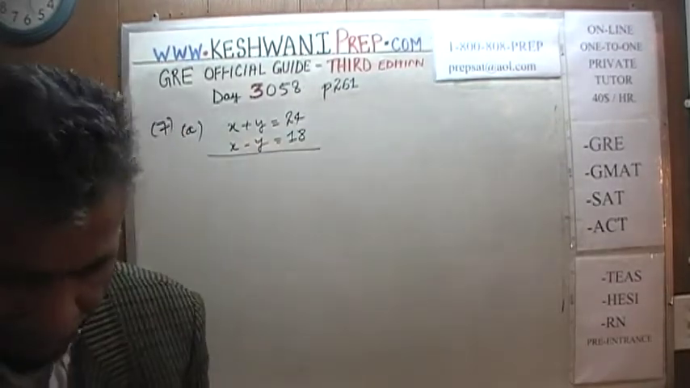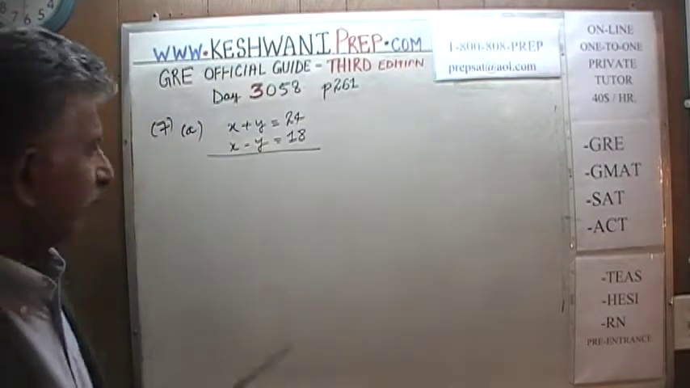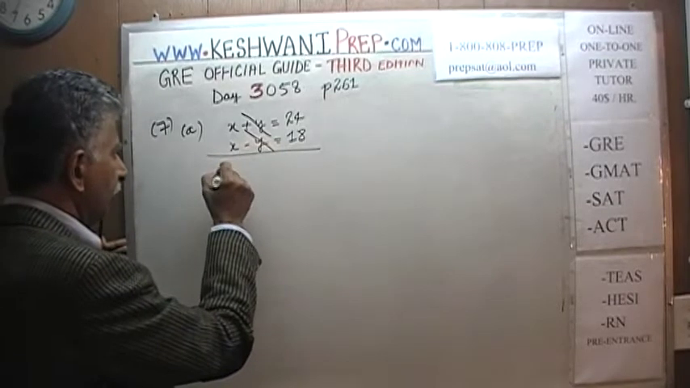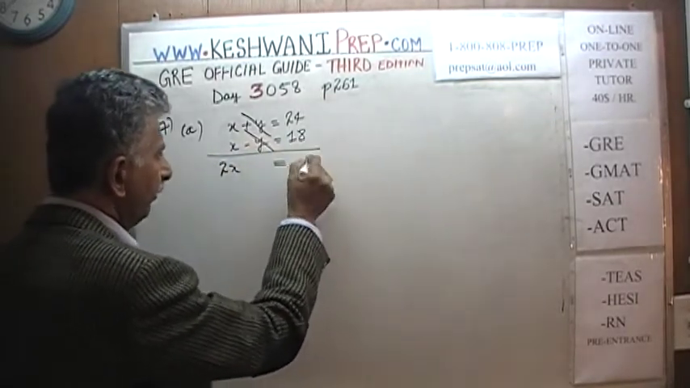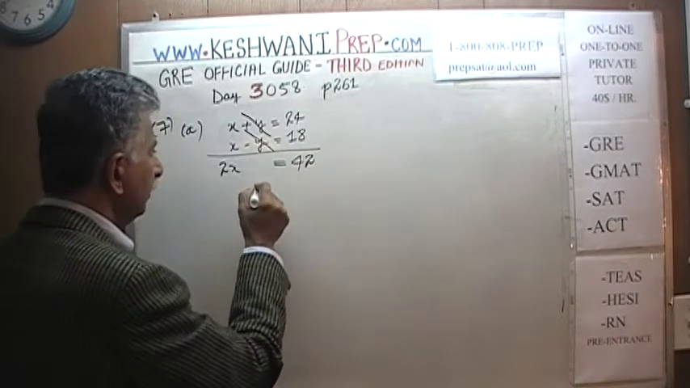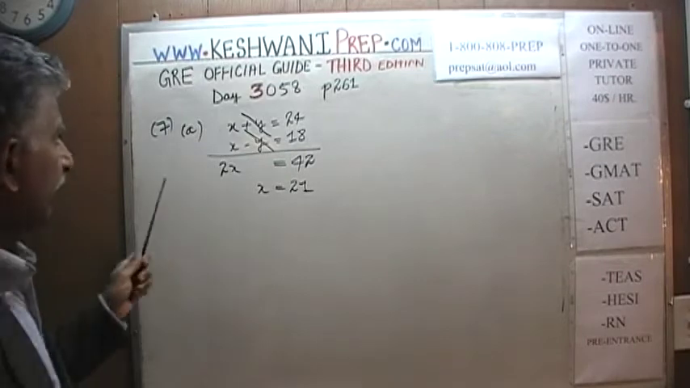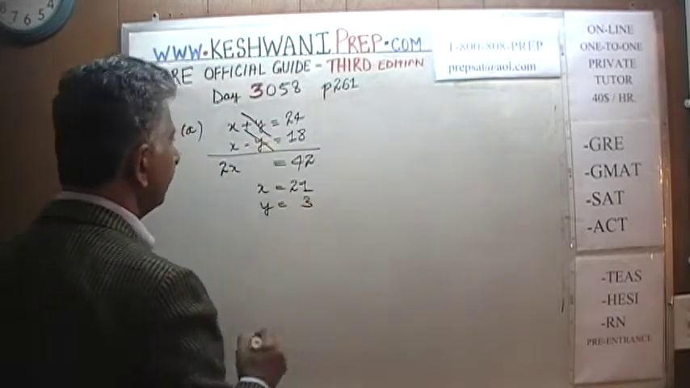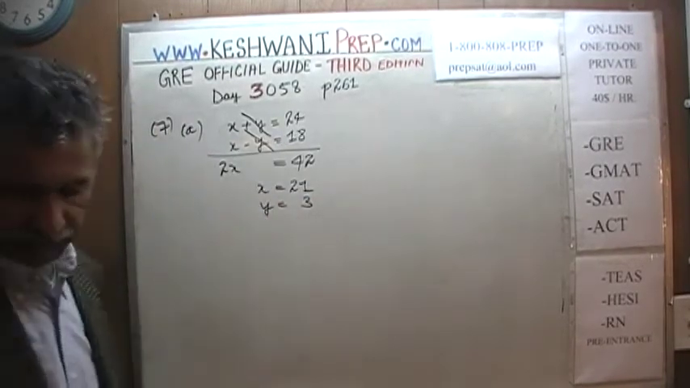Let's simply add the two equations, because we have a positive y and a negative y. The y's are going to drop out. X plus x is 2x, and since we are adding the two equations, we have to add here. We have 12, carry 1, we get 42, which means x is equal to 21. Once we have the value of x, we can figure out the value of y. X plus y is equal to 24, which means y must be 3. As you can clearly see, 21 minus 3 is 18.